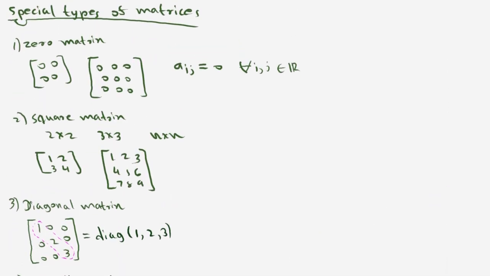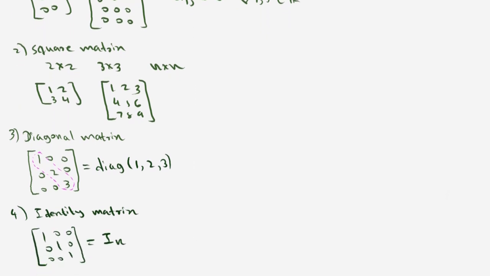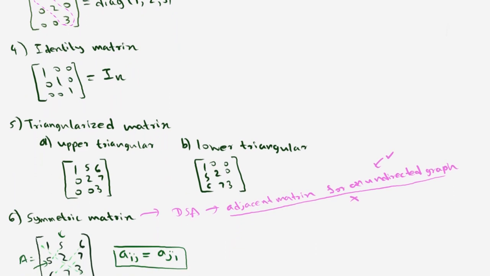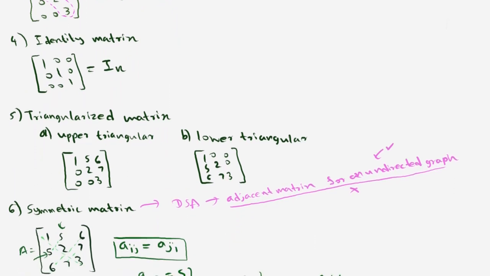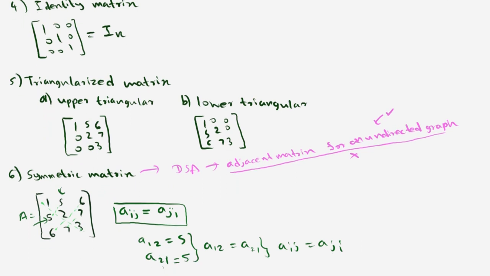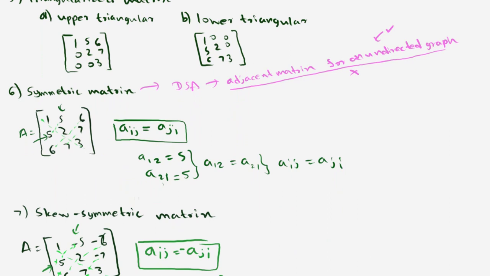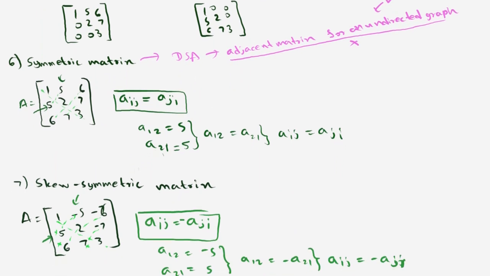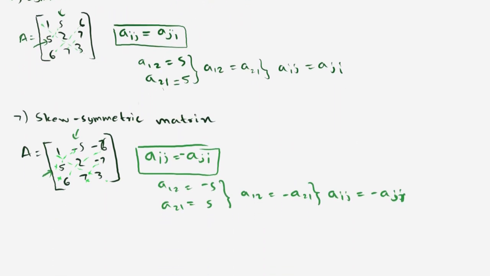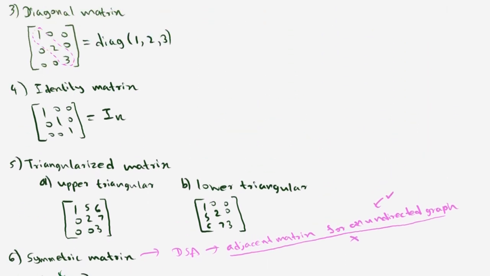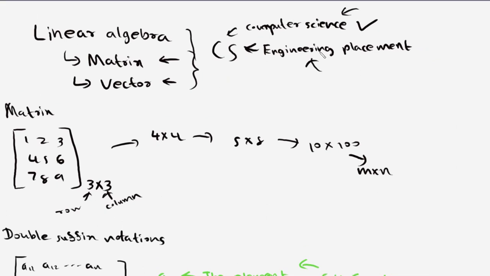So the first one is zero matrix, second is square matrix, third is diagonal, identity matrix, and triangular matrix. There are 2 types of triangularized matrix. First one is upper, then second one is lower, then sixth one is symmetric matrix. So we have another special type of symmetric matrix known as skew symmetric matrix. So those are the 7 types of matrices, and this is the intro for the linear algebra matrix part.